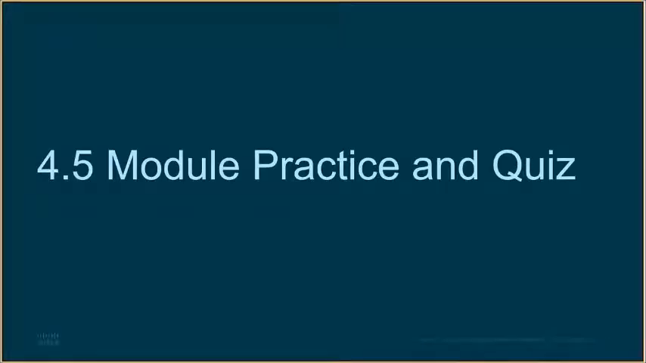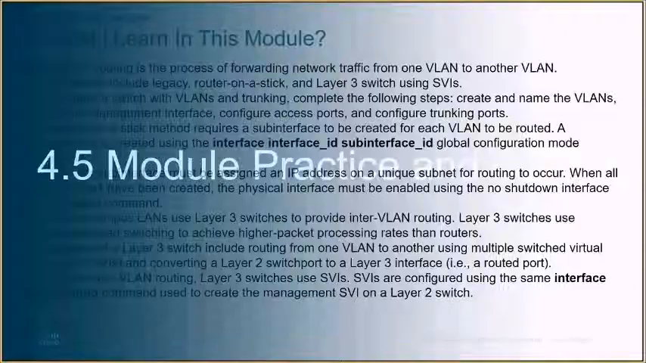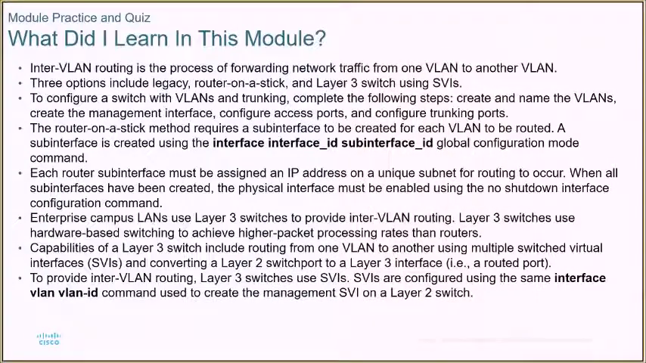Okay, so that's the end of the chapter. So of course the summary at the end. Inter-VLAN routing is the process of forwarding network traffic from one VLAN to another. Three options include legacy, router on a stick, and layer 3 switching with SVIs. To configure a switch with VLANs and trunking, complete the following steps: create and name the VLANs, create the management interface, configure access ports, and configure trunk ports.